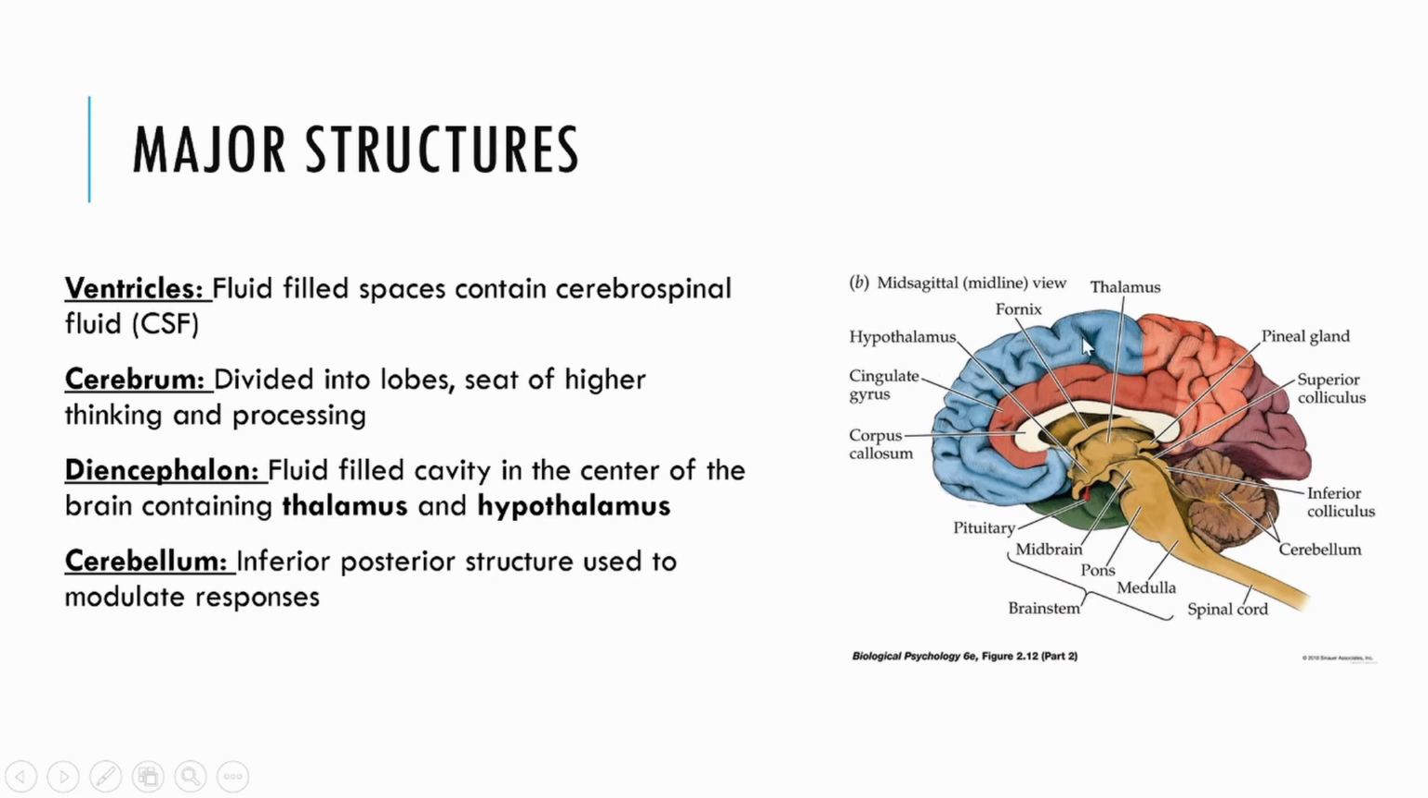We can divide that into lobes or sections, and this is where our conscious thought and our processing of all the information we get is going to happen. The diencephalon is seen here in gold. This is a fluid-filled cavity that has the thalamus and hypothalamus as part of it.